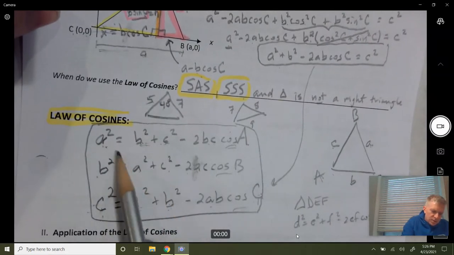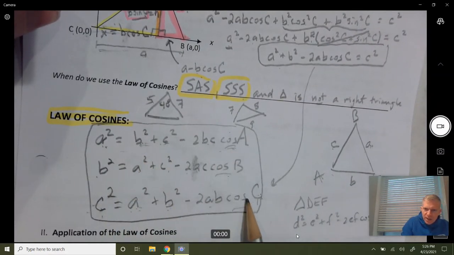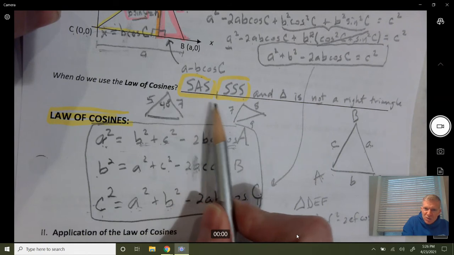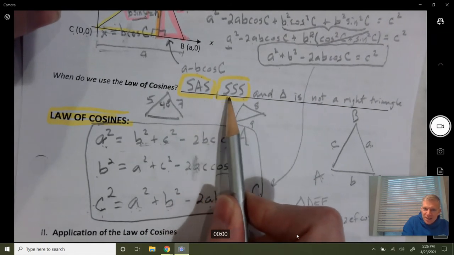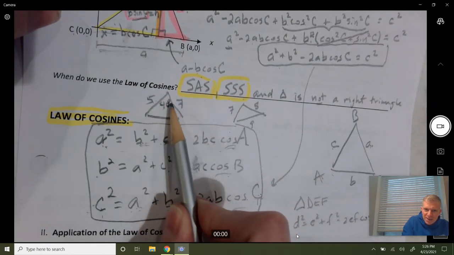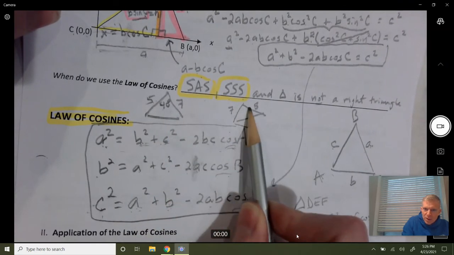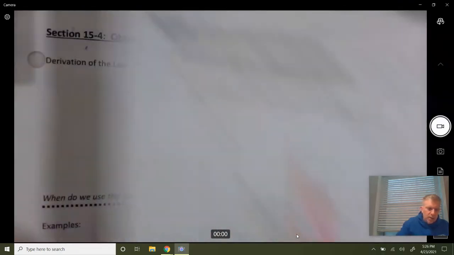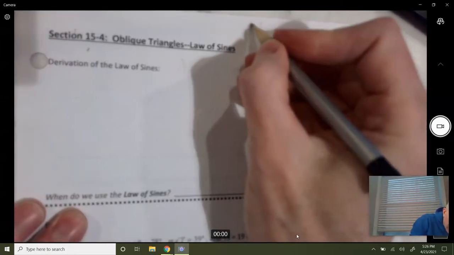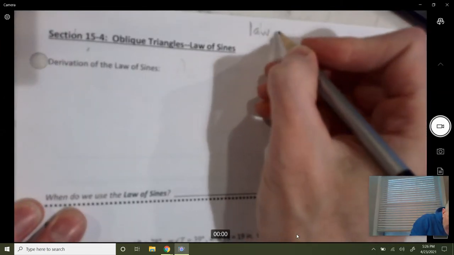The law of cosines was this formula. It had a cosine of an angle in it. And it was used for these two cases, side angle side and side side side, when you were given two sides and the angle between them, or when you're given all three sides. Okay? So let's just keep that in mind. I'm going to put that as a reminder at the top of the page.